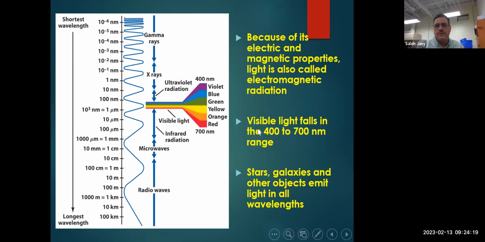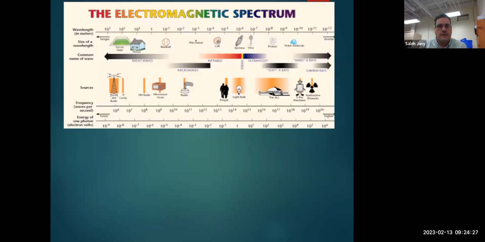The visible light is only between 400 to 700 nanometers. That's the visible part of light. So the visible light is very small compared to the other parts. Radio wave can be as long as a soccer field, while the infrared wavelength can be as small as a bacterium. And when you go up to ultraviolet and X-ray, they will be very small, between the size of atoms and electrons.